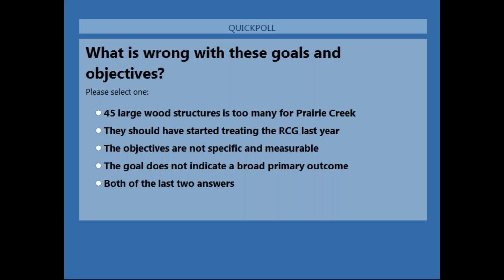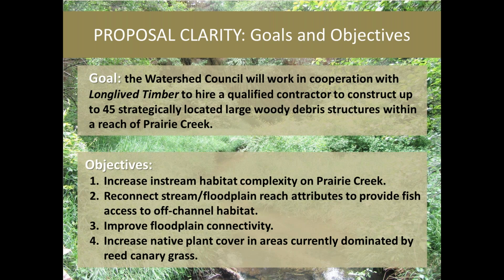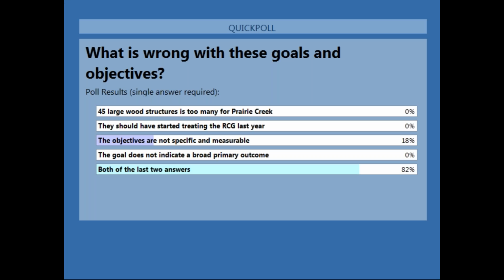So if you guessed both of the last two answers, you were correct. Although if you guessed they should have started treating the reed canary grass last year, that probably would also have been appropriate. So these goals and objectives aren't going to work. The reviewers can't tell what's going on. There's no broad primary outcome when the goals are too specific. The objectives are not specific and measurable. Let's try this again.